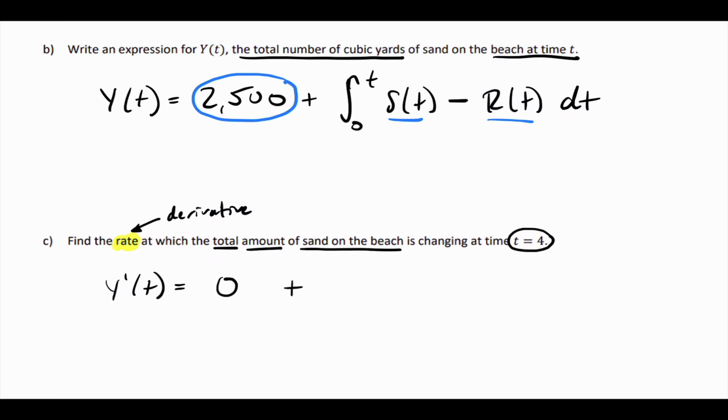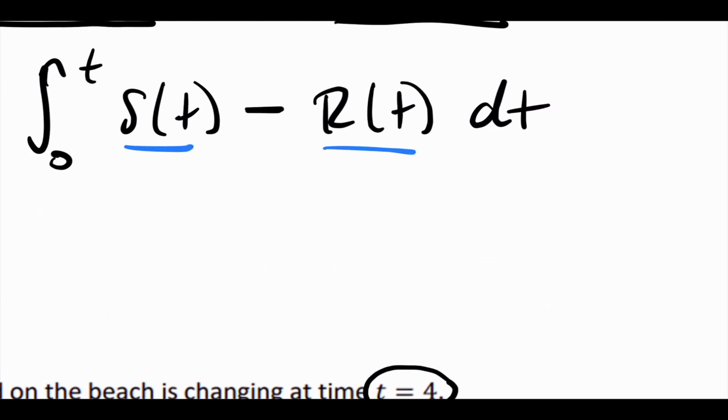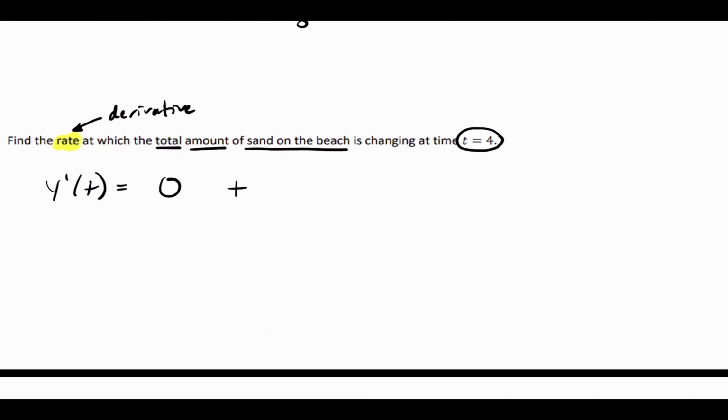Now, how do I find the derivative of an integral? It cancels out the integral, right? Integral and derivative cancel each other out. So you're just going to end up with s of t minus r of t. No more dt. Right? That's the derivative.